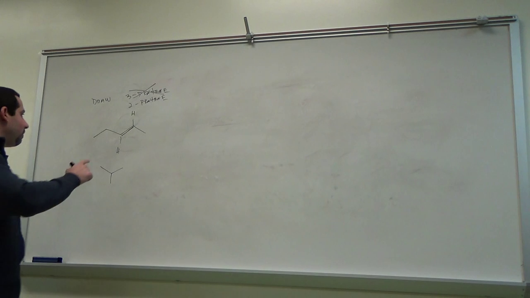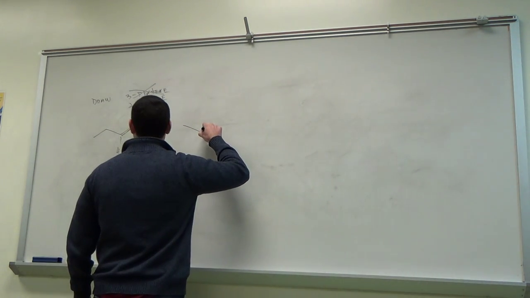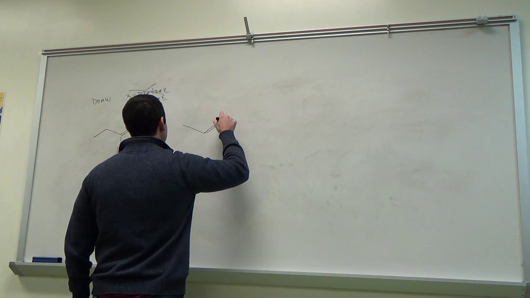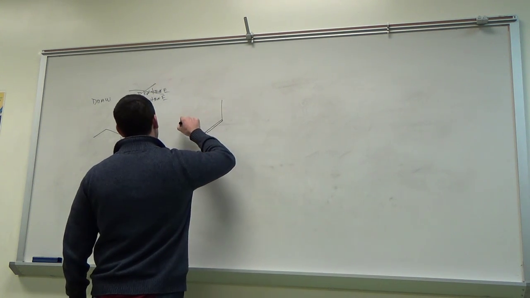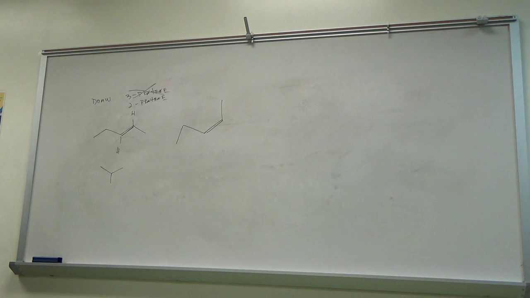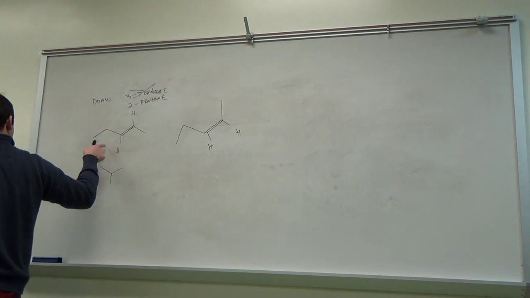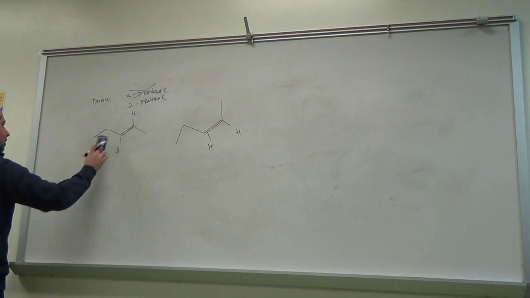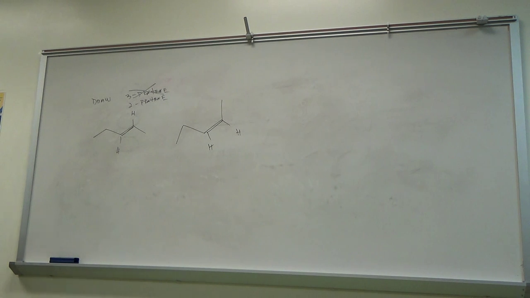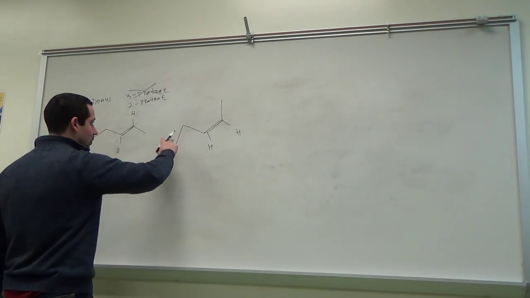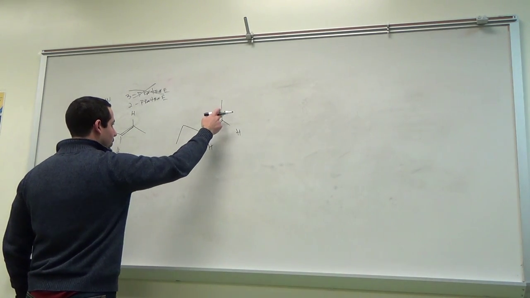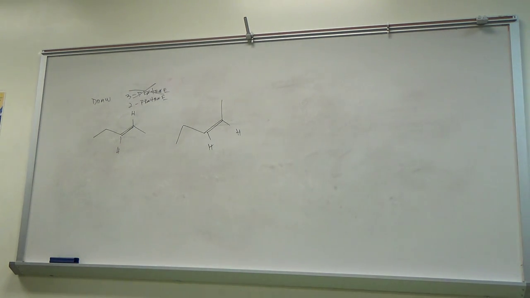Now, do you see a difference between this double bond and this double bond? A hydrogen here? No. Got a hydrogen here. Give me the name of this. What's the name of this? 2-pentene. Okay. This is 2-pentene, and this is? One, two, three. One, two. Still five carbons. It's still 2-pentene, yes?